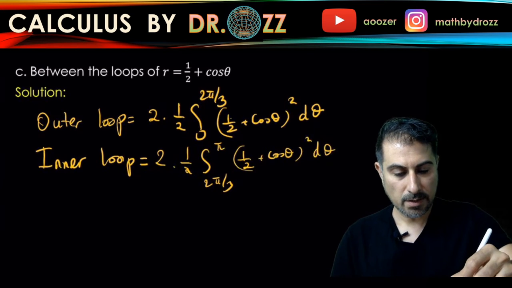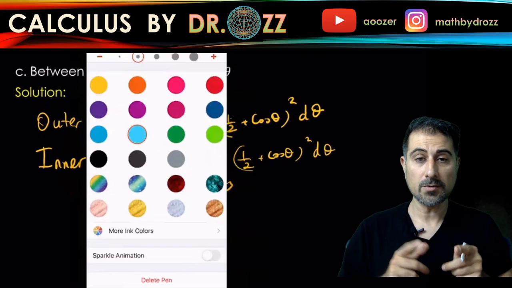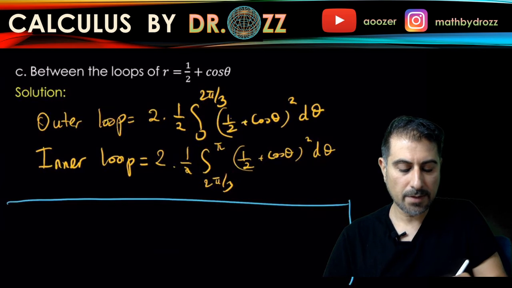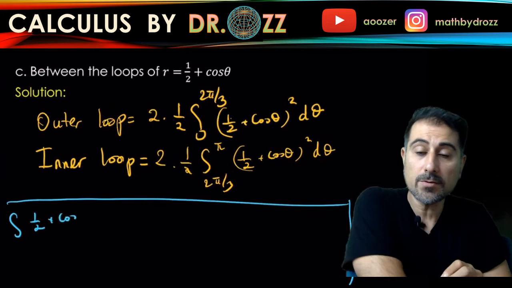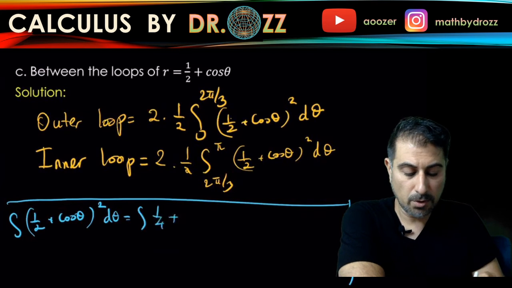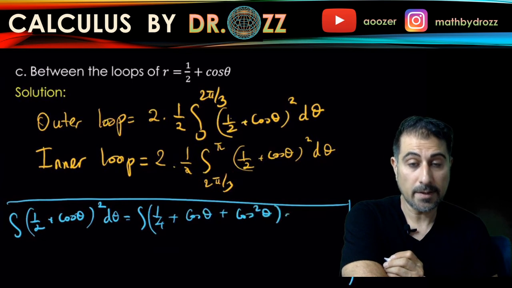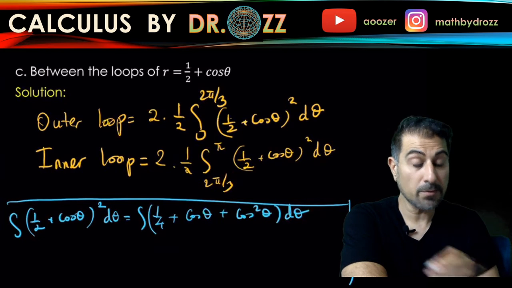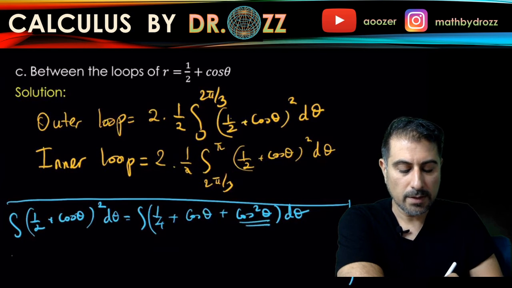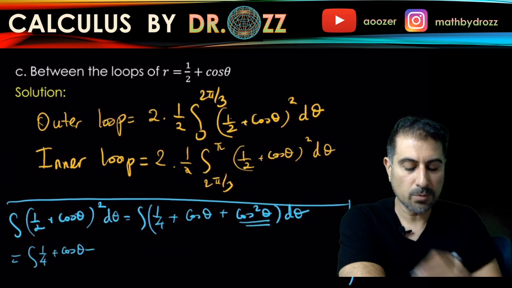handling this integral here. So let me just do one indefinite integral calculation here, and I'm going to use it for both integrals. Okay, so here we go. I have 1/2 plus cosine theta squared d theta. Let's expand this out. So this is 1/4 plus cosine theta plus cosine squared theta d theta, and we have to use the power reducing formula for cosine squared theta. Let's just do it real quick. 1/4 plus cosine theta plus cosine 2 theta plus 1 over 2.